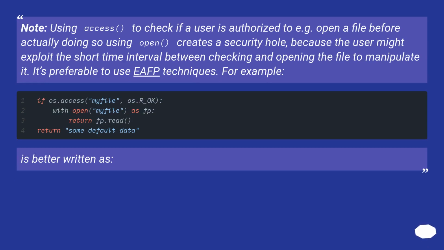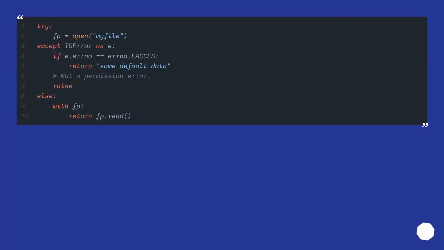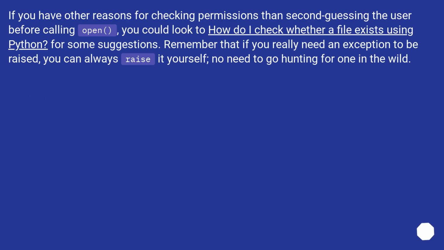Note, using access to check if a user is authorized to, for example, open a file before actually doing so using open creates a security hole, because the user might exploit the short time interval between checking and opening the file to manipulate it. It's preferable to use EAFP techniques. For example, this is better written as this.